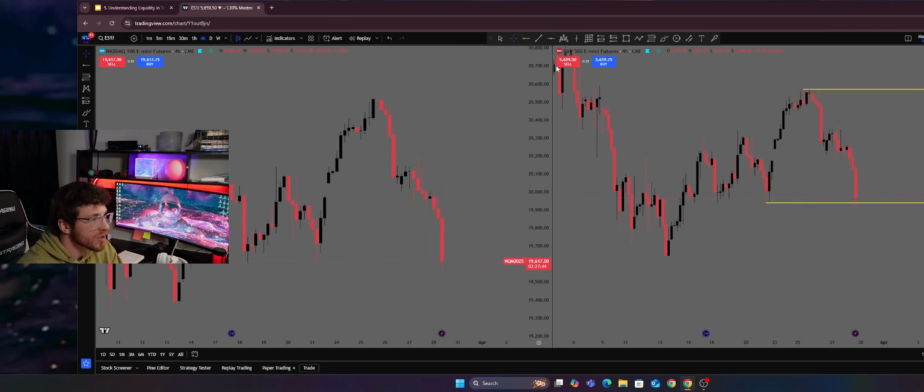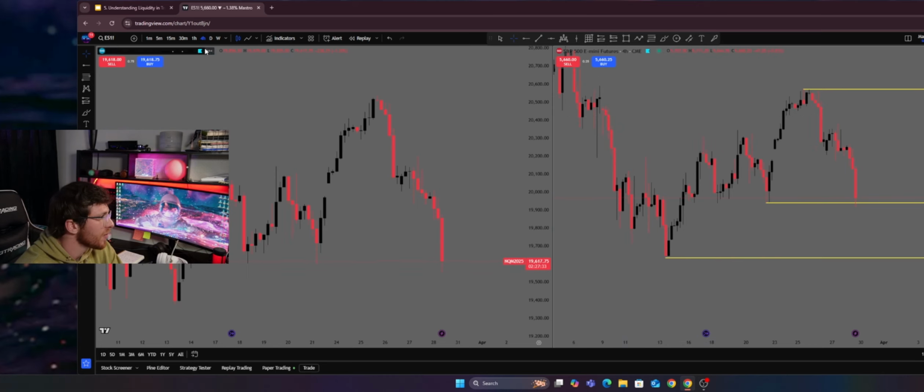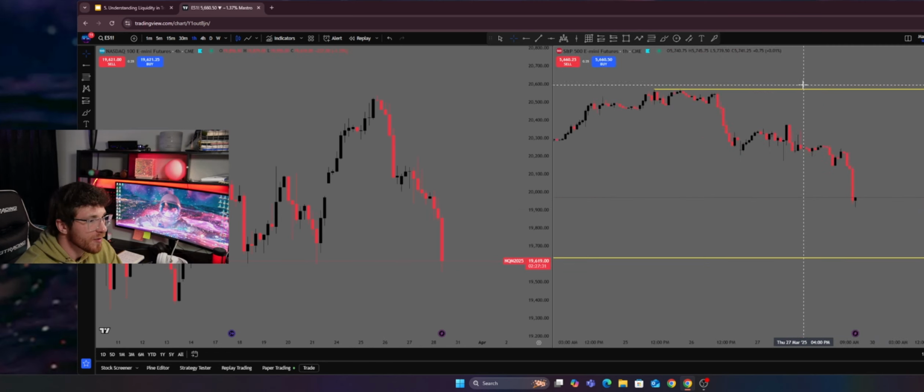I'd go on your charts. For a low again, candle down, candle up. Boom, there's your 4-hour low. For a high, candle up, candle down. Boom, there's your 4-hour high. And then you do the same on the 1-hour time frame. So we go to the 1-hour time frame.